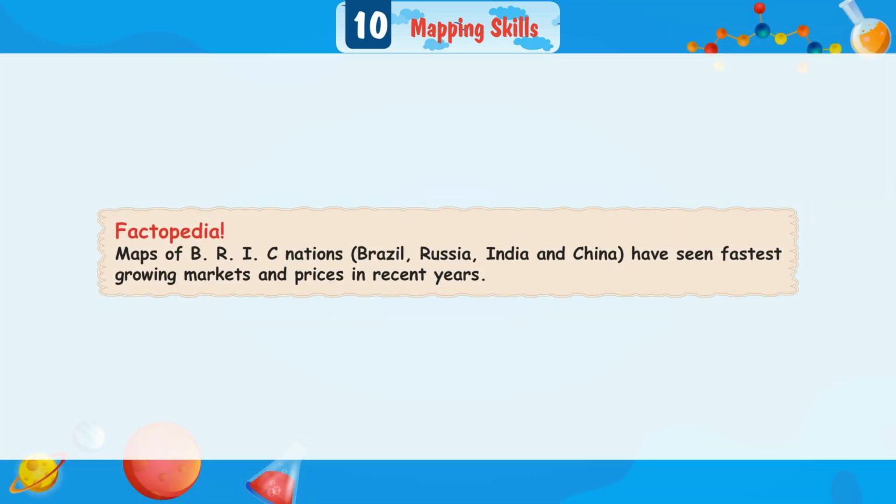Factopedia. Maps of BRIC nations, Brazil, Russia, India and China, have seen the fastest growing markets and prices in recent years.